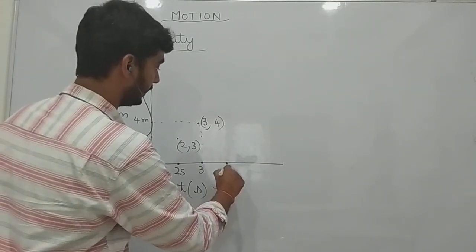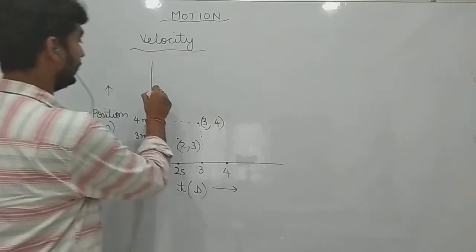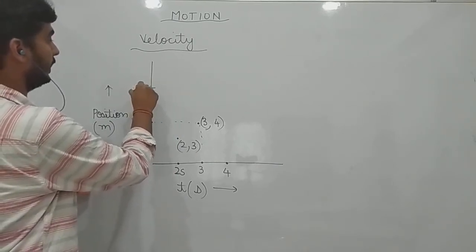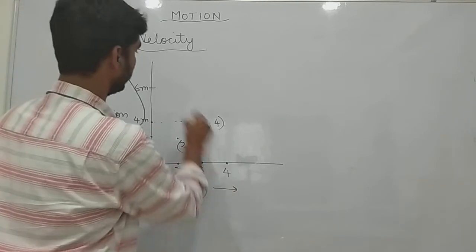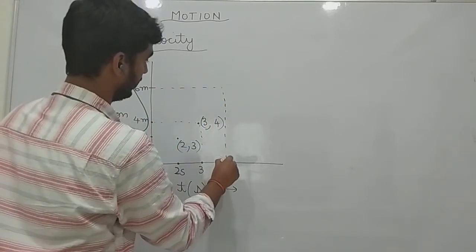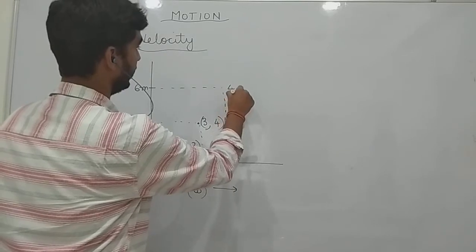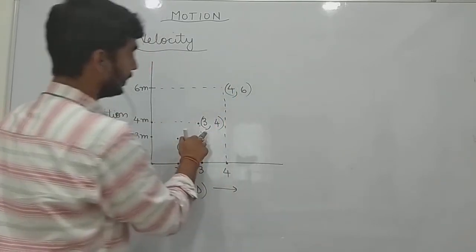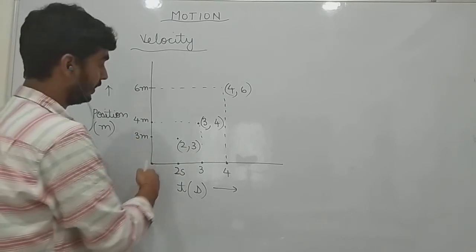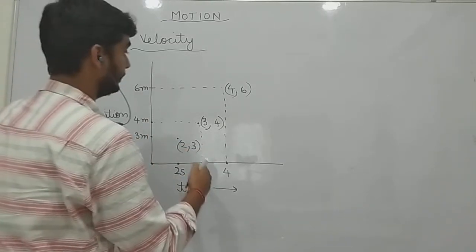Then at time t equal to 4 seconds, when time is 4 seconds, the position of the object is 6 meters from the origin. So these coordinates will be given by (4, 6). Remember, the x coordinate is time, and the y coordinate is position from the starting point.